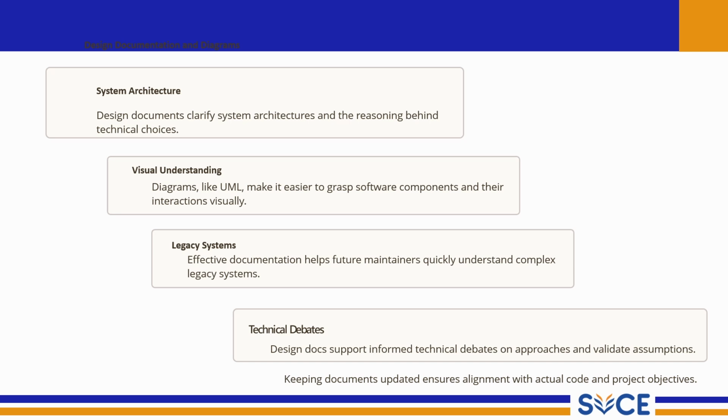Here we'll see the design documentation and diagrams. Number one is the system architecture. Design documents clarify the system architecture and the reasoning behind the technical choices. And next one, visual understanding. Diagrams like UML make it easier to grasp software components and their interaction visually.